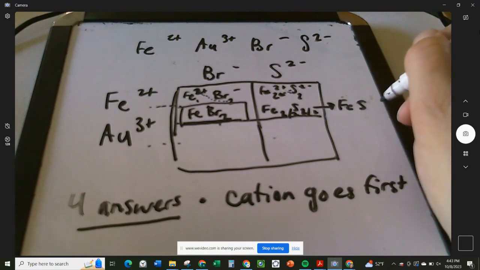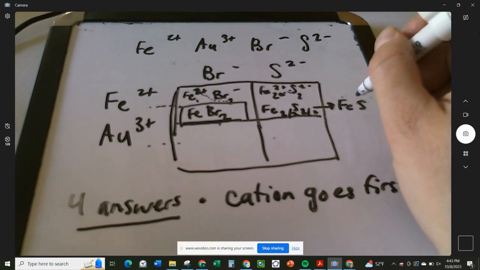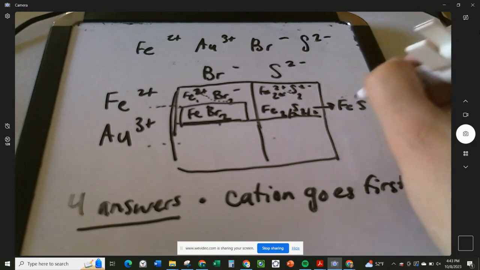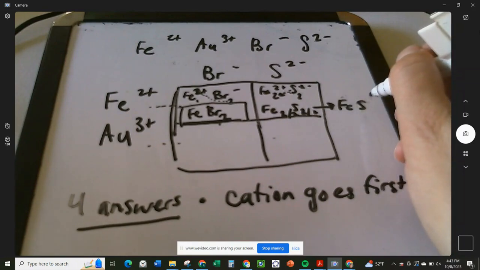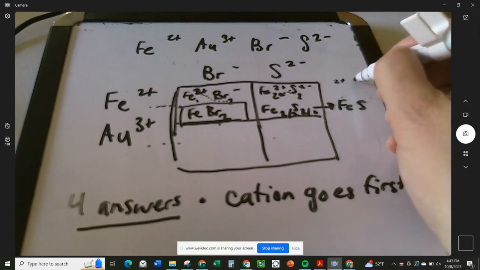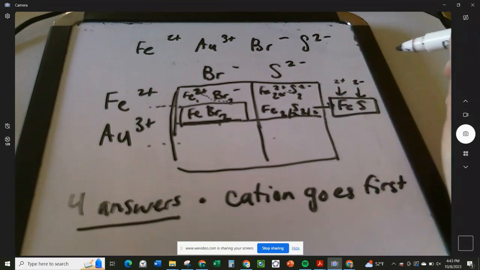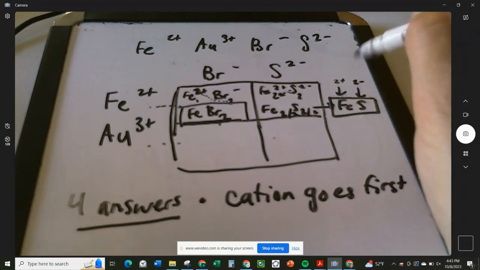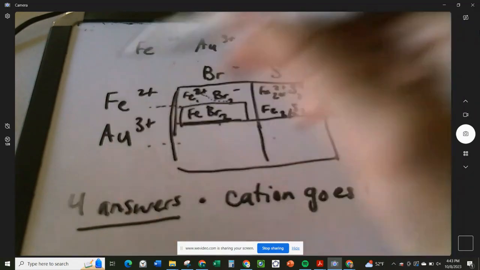And we don't have to write the 1. If we just need 1 iron, then we just need 1. What's going on here is that we need 1 iron 2+ to balance the charge of 1 sulfur 2-. So we have a 2+ charge and a 2- charge. We just need 1 of each of those to balance. So FeS will be my answer for the second answer. I guess the order doesn't matter. I'm just looking. I need to look for 4 answers.